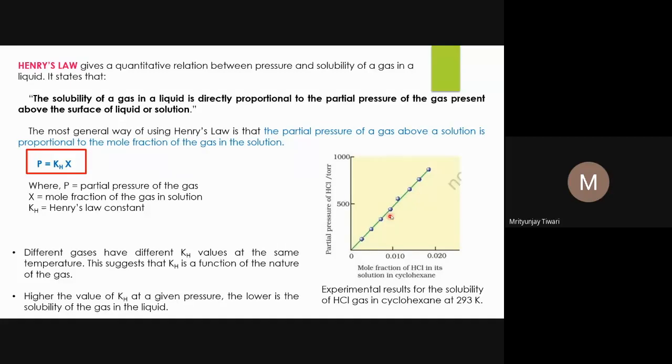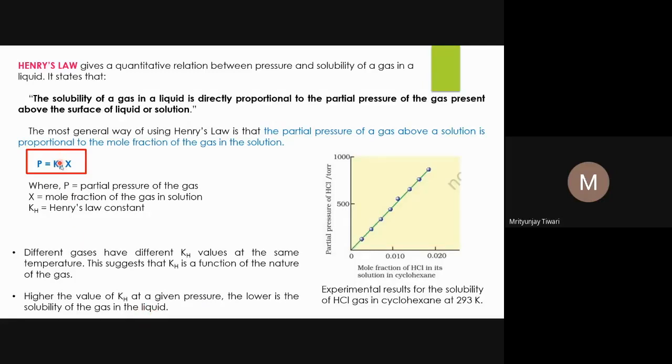It means the value of Kh is less. If the partial pressure you applied during the experiment is the same for both gases, then what does it mean? Which gas has lower solubility? We can infer that from the Henry's law constant. Different gases have different Kh values at the same temperature. This suggests that Kh is a function of the nature of the gas. Depending on the nature of the gas, the Kh value may change. So the higher the value of Kh at a given pressure, the lower is the solubility of the gas in the liquid.